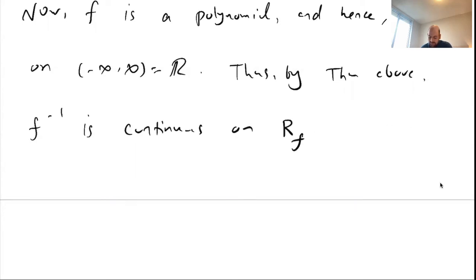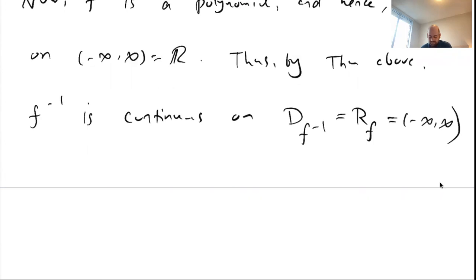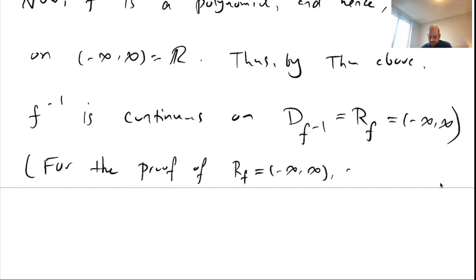And domain of f inverse, which is same as range of f, which is same as minus infinity to infinity. Now, why can we say that range of f is minus infinity to infinity? So for the proof of range of f equals minus infinity to infinity, see below. I'm going to prove for you in a few minutes that range of f for this function is minus infinity to infinity.